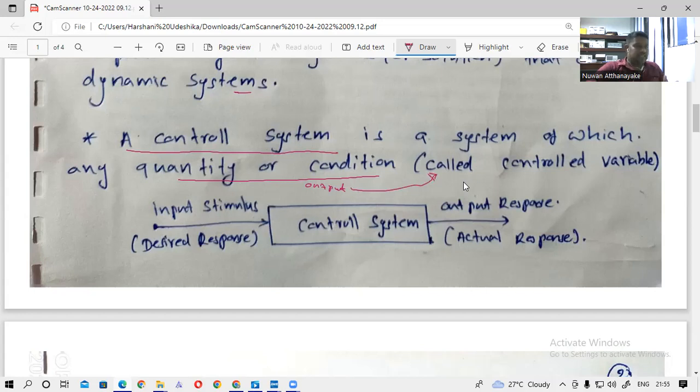A control system is nothing but a system that is capable of keeping the output stable, to give the desired output. A control system is a system which gives the desired output and stabilizes the system to do that task. So that is the control system.